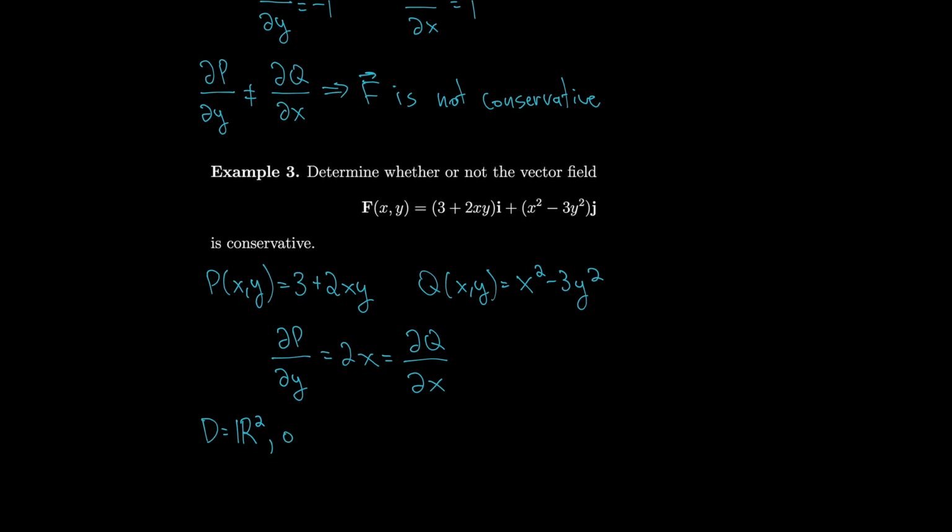And the entire plane is definitely open and simply connected. You can draw a circle around any points inside that'll still be in there. You can draw paths, and any simple closed curve will not have any holes. So that means that f is conservative using both of these criteria. So that means that there is some potential function where we could take the gradient and get f.